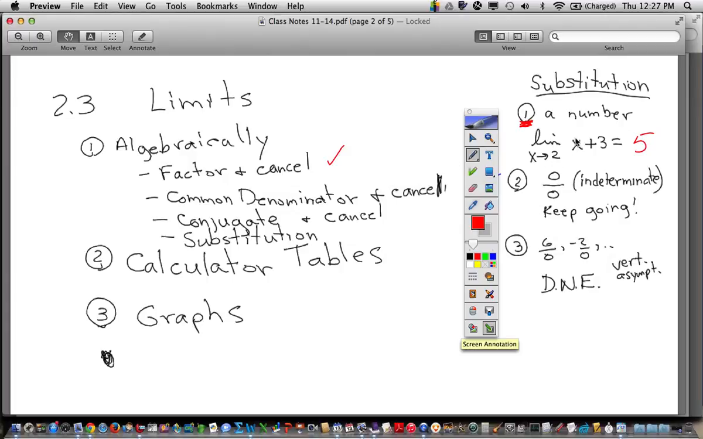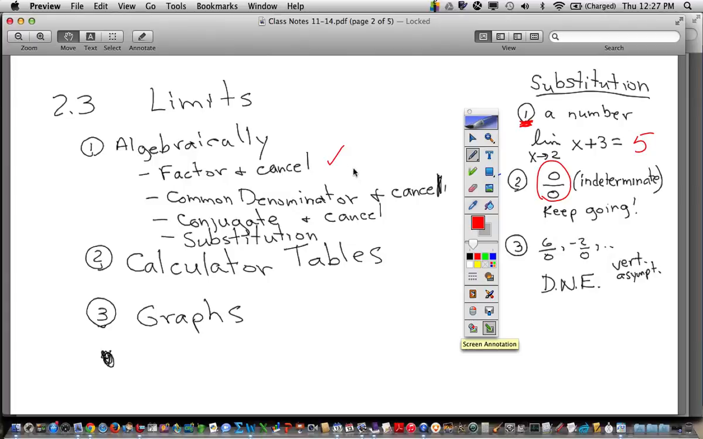But sometimes when you plug in, you get 0 divided by 0. And when you get 0 divided by 0, you keep going. The term for that is indeterminate. What that means is we cannot determine what's going to happen here when we have 0 divided by 0. It's a special kind of undefined. So we keep going. Well, what does it mean, keep going?